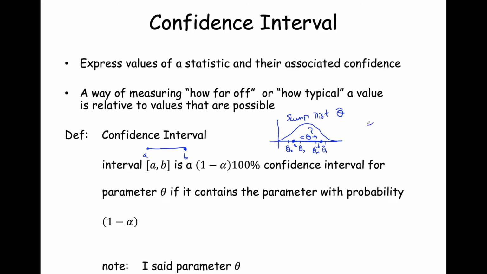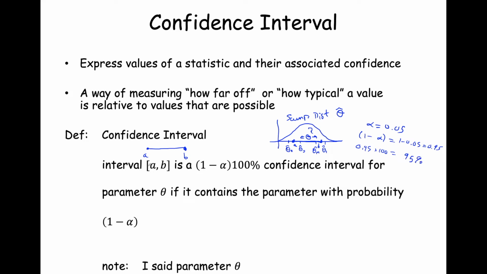Let's say alpha is equal to 0.05. That means if alpha is equal to 0.05, and we actually choose alpha, 1 minus alpha is equal to 1 minus 0.05, which is equal to 0.95. You take that 1 minus alpha and multiply it by 100, so 0.95 times 100 is equal to 95. So if alpha is equal to 0.05, it's a 95% confidence interval.